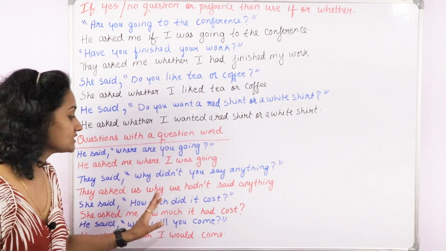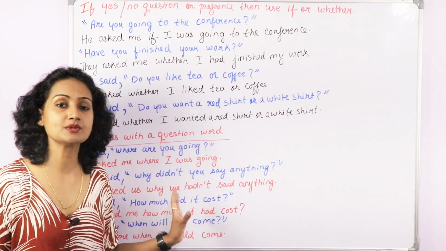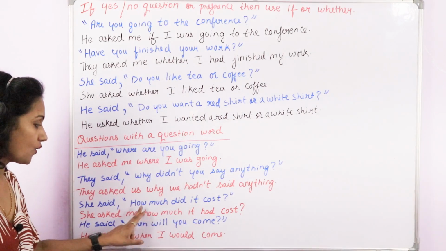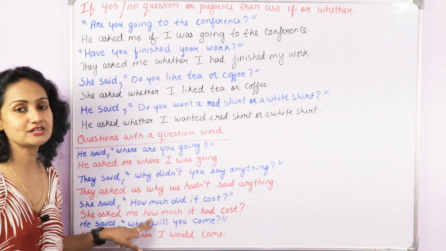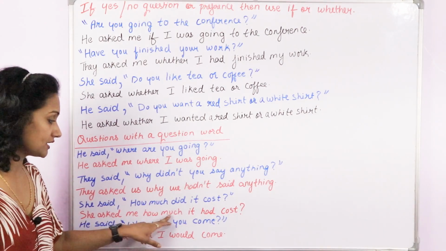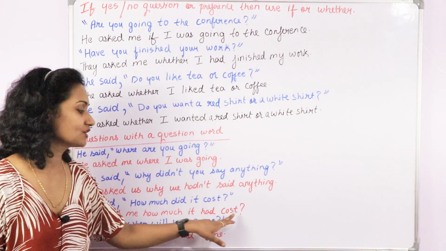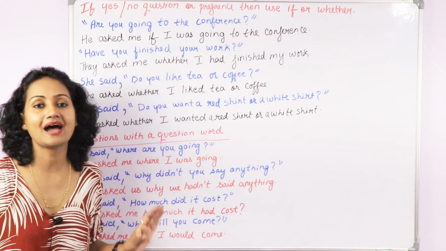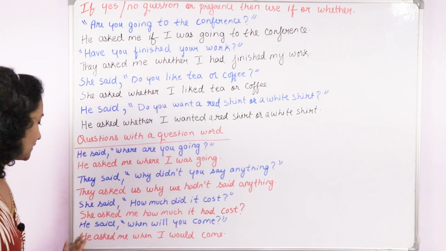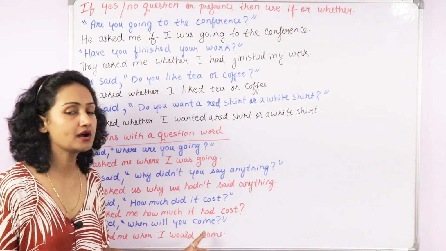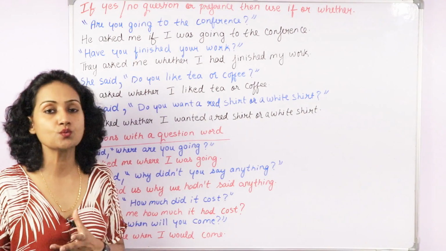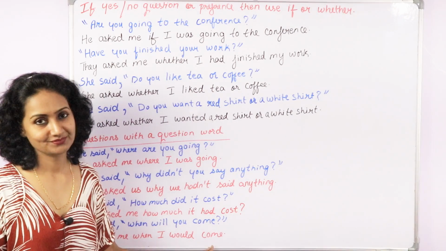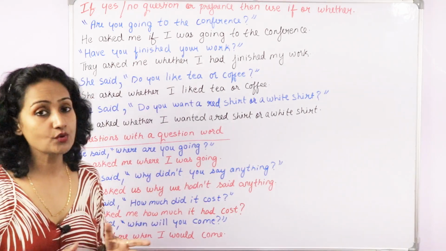She said, how much did it cost? Again simple past will change into past perfect. She asked me how. Again you will start with the question word only. How much it had cost. So, how much had it cost? No, how much it had cost. Okay. Now next is, he said, when will you come? So will change into would. So he asked me when I would come. So this way you will report a question.